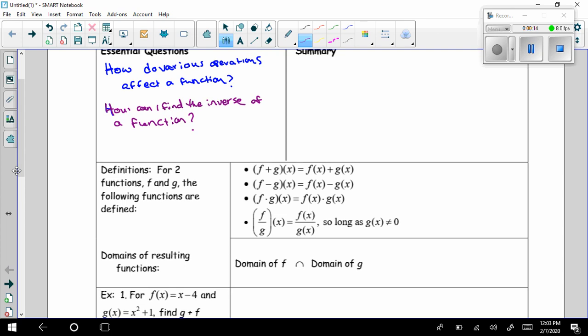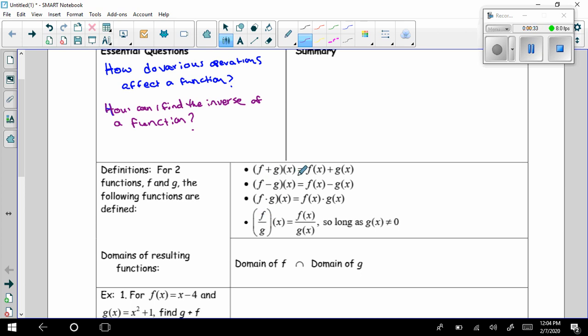We're going to look at two things: how to do different operations with two different functions, and then how to find the inverse of those functions as well. And by operations, I'm talking about just adding, subtracting, multiplying, and dividing them.